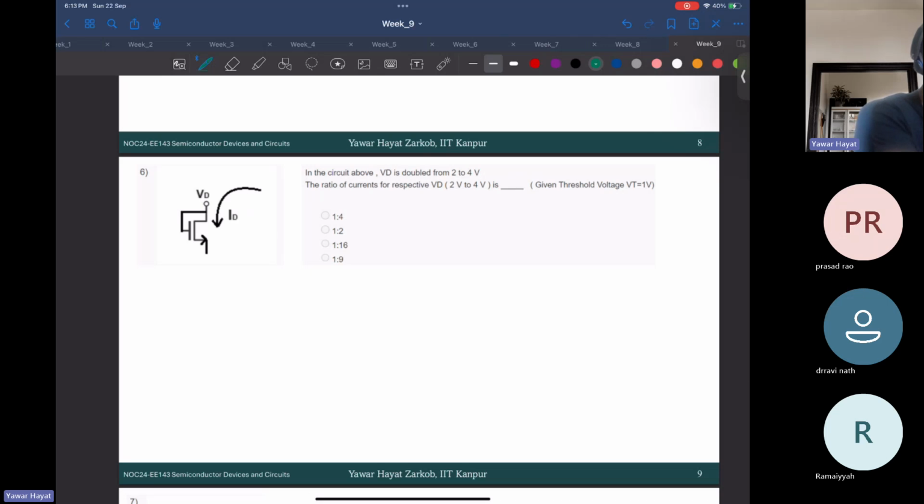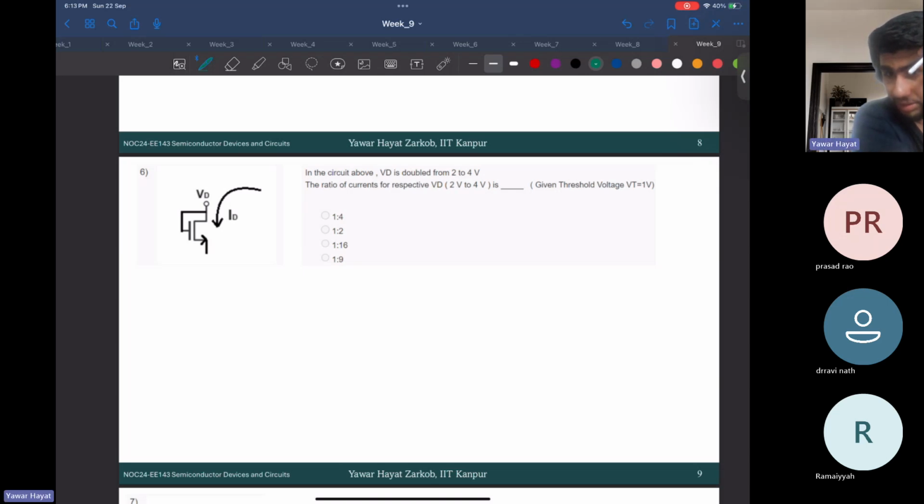So that finishes our fifth one, and then we can move ahead to the sixth one. So in the circuit, VD is doubled from 2 to 4 volts. The ratio of the currents for the respective VD, 2 volt to 4 volt, is, you need to determine the ratio of the currents. For this, note your VD and VG are shorted, right? Your VGS is equal to your VDS, so what is the operating region of the MOSFET?